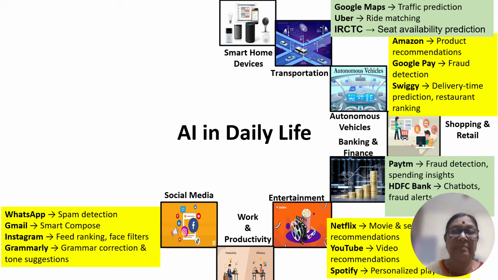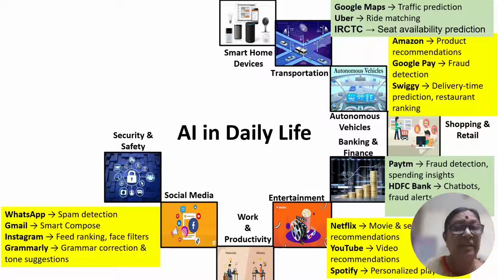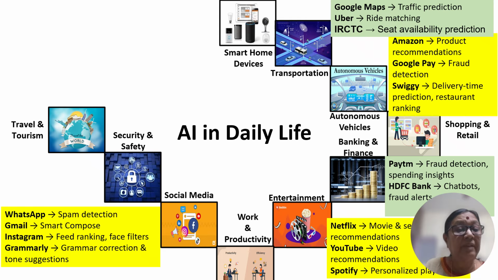Then Instagram for feed ranking and face filters, and Grammarly for grammar correction, useful for people who are writing articles. For grammar correction, you can also change the tone. Both are some applications we are talking about. Then you have security and safety applications, where police are given the hotspots of crime and suspicious behaviors detected, and so on.